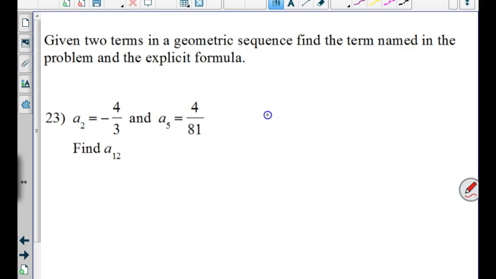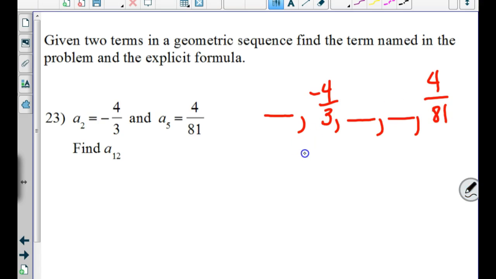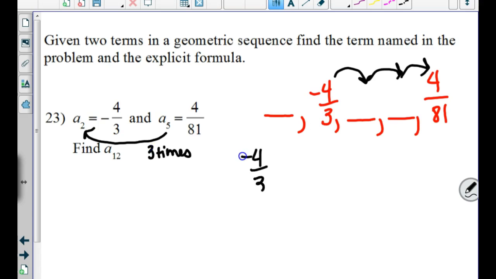Okay, so we don't know the first term, but we know the second term. Then there was a third term, a fourth term, and we got to this fifth term. It just helps me write it out. You don't have to. To get to this term, how many times did we multiply? The difference between here and here was 3. So negative 4/3 was multiplied by r 3 times and became 4/81.